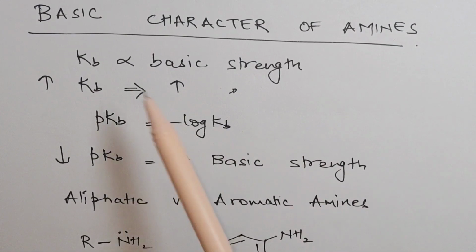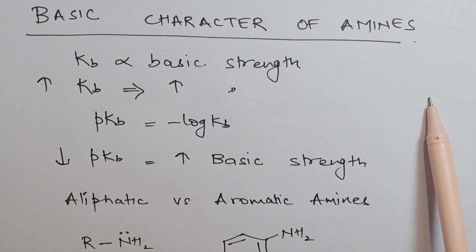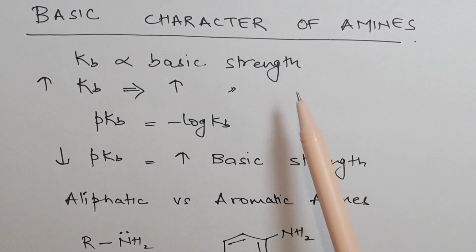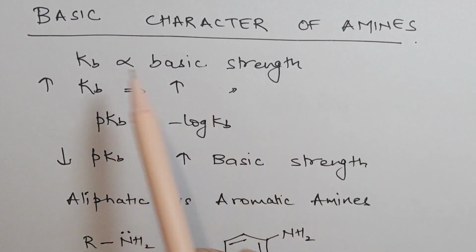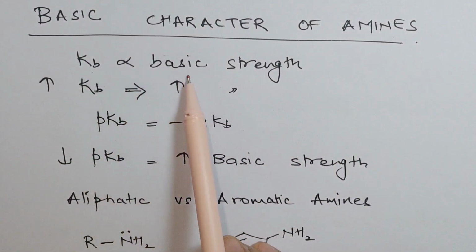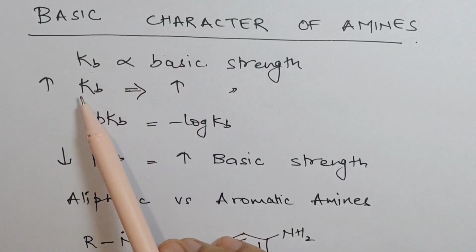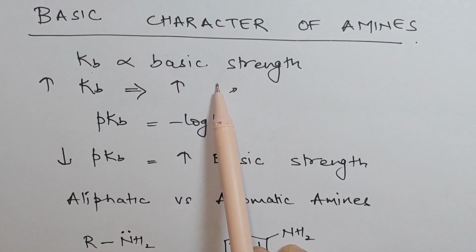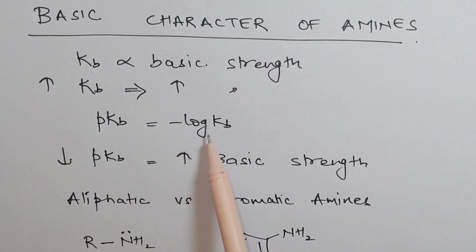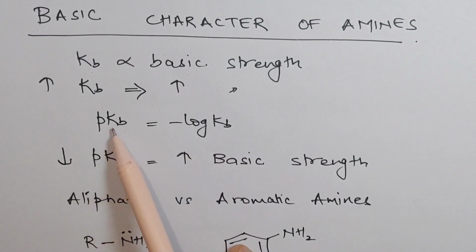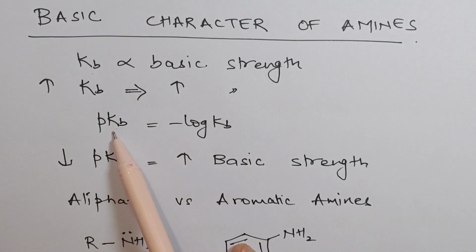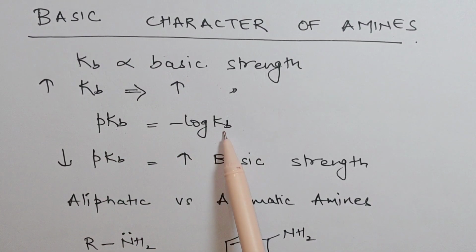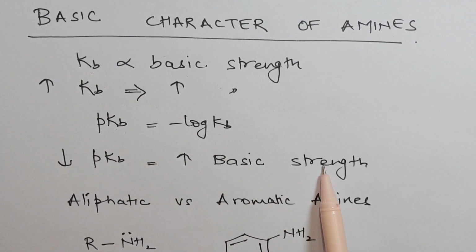Let us now discuss the basic character of amines. Before we get to the questions, let's very quickly review the basic character. Kb is directly proportional to basic strength. A higher value of Kb would mean higher basic strength. But since pKb is negative log of Kb, higher pKb would mean lower Kb, or in other words, lower pKb would mean higher Kb, therefore higher basic strength.